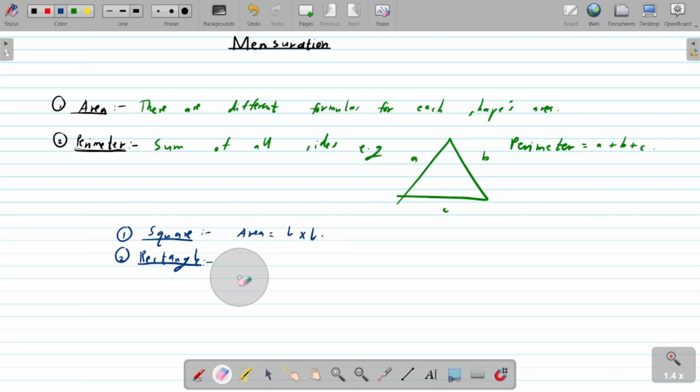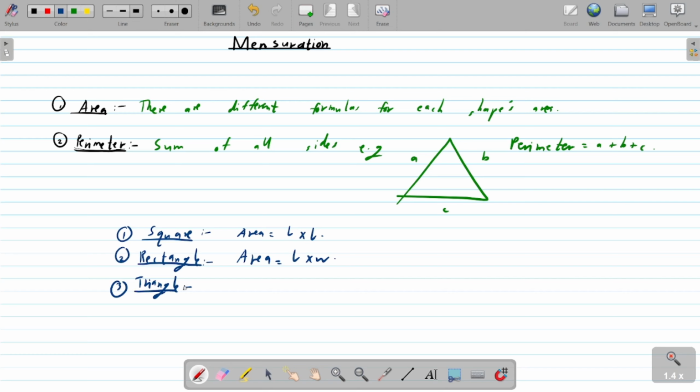Let me write area. Area is going to be length times width. Now remember, the area's formula is different, but the perimeter is the same for all of them. That is the sum of all sides. So if you have, let's say, a square, it has four sides, so it has four lengths. You're going to do length plus length plus length plus length. So it's going to be the sum of all sides. That's for rectangle.